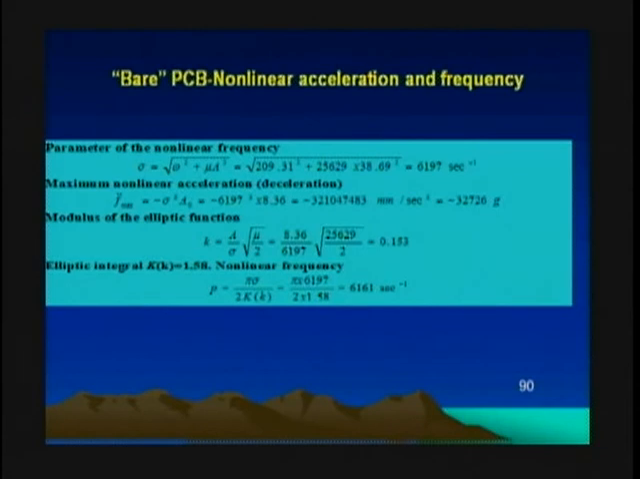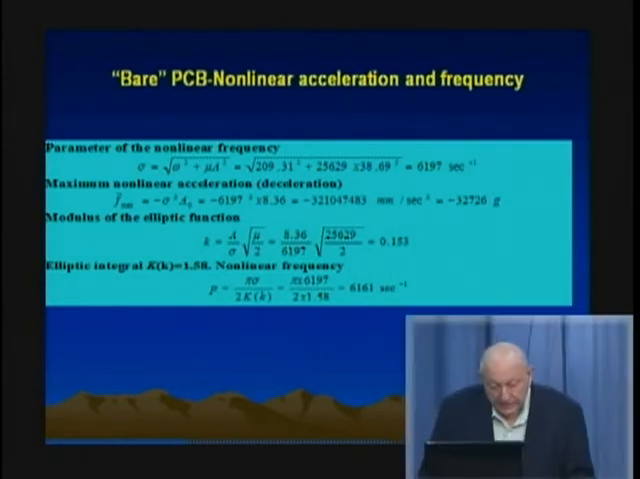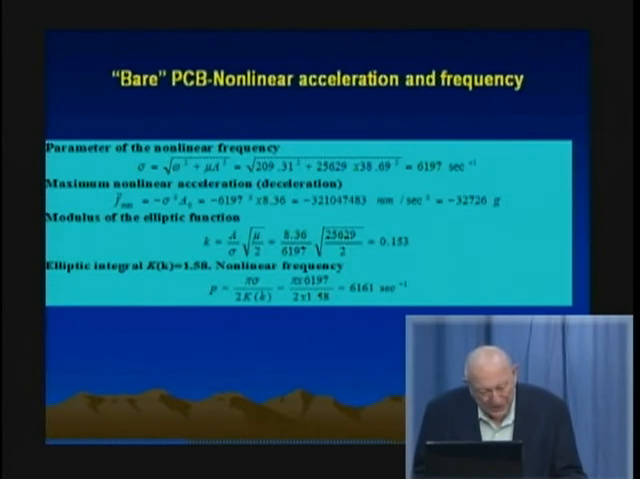The maximum nonlinear acceleration, here's where it is, is 32,000 Gs. And here is just the modulus of the elliptic function, a parameter that I needed, but the nonlinear frequency is 6,161. You see, there is a parameter of nonlinear frequency which is not the frequency itself, but sort of close, the same order of magnitude. But it's not the frequency itself, and there is physics behind it. I will not discuss it now.